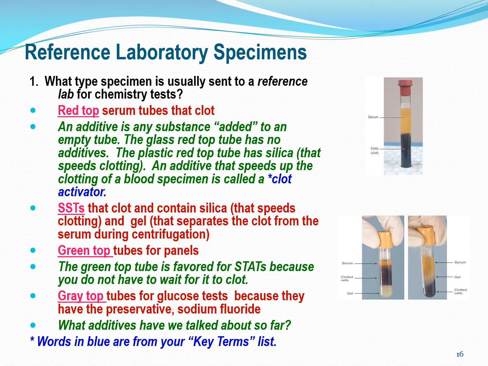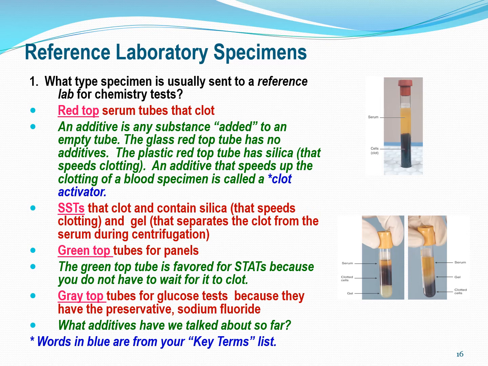But remember, an additive that speeds up the clotting of a blood specimen is called a clot activator, right? Because we're talking about turnaround time. We need this tube to fully clot before we can spin it down, right? So we want that tube to clot as fast as we can. So that's why we have a clot activator such as silica placed in the plastic red top tube, right? The SST tube.